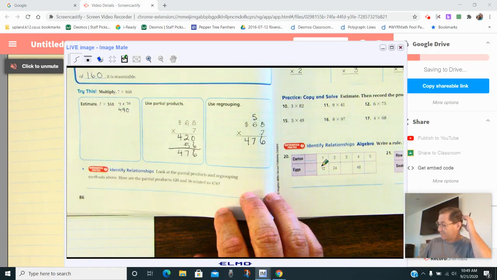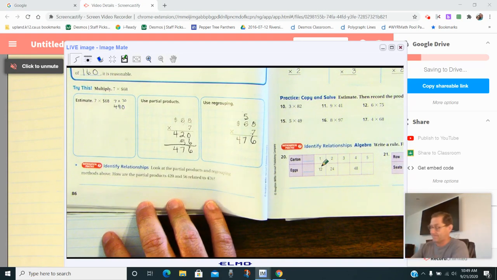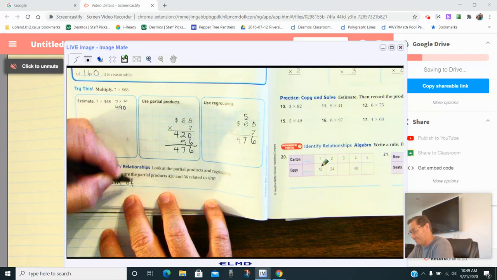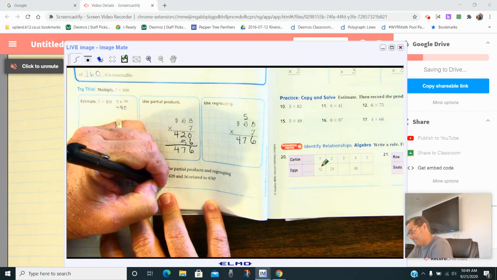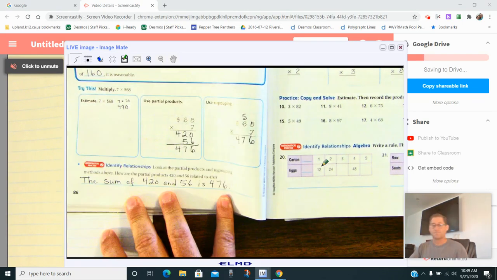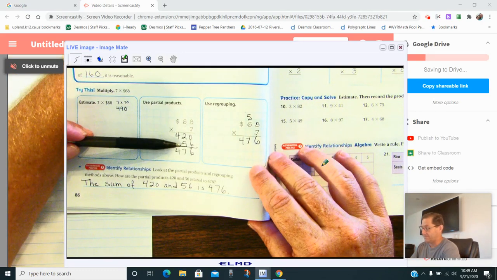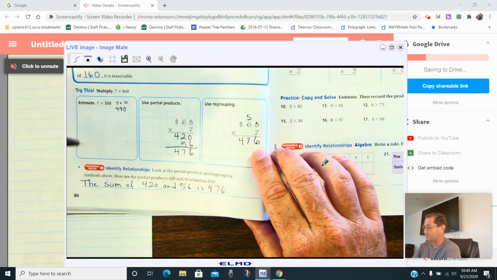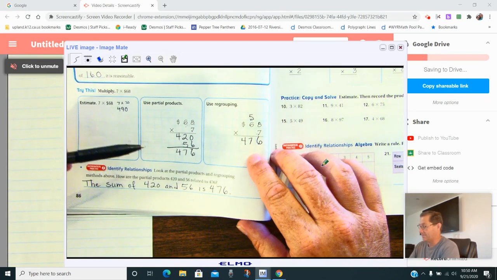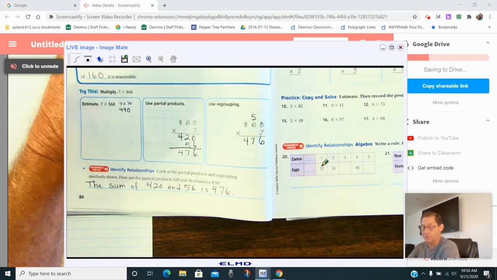How are the partial products 420 and 56 related to 476? So in this case, when I add the partial products, 420 plus 56, I get 476. So that's basically what we did here, but we added the extra 50 straight to the 42.